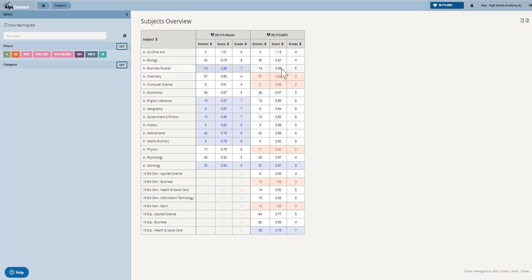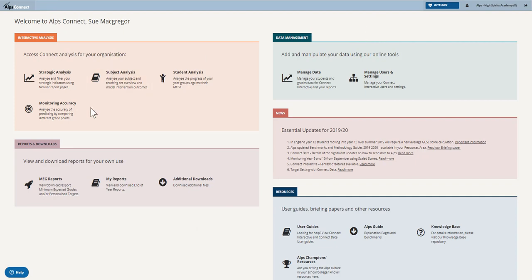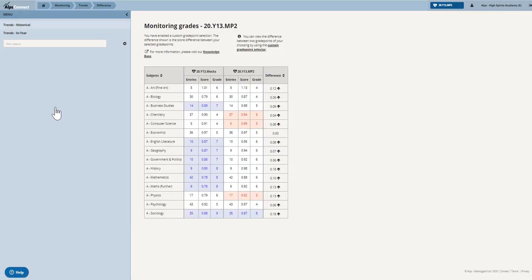Now, I'm going to look at colour, which is going to jump out at me first, but I would urge you as well, and you may look at the grade, but I would urge you as well to look at the score difference, okay? Now, the best way to do that, if you don't mind me jumping around, is to go back home, keep those two grade points on, and I'm going to jump into the monitoring accuracy area, okay?